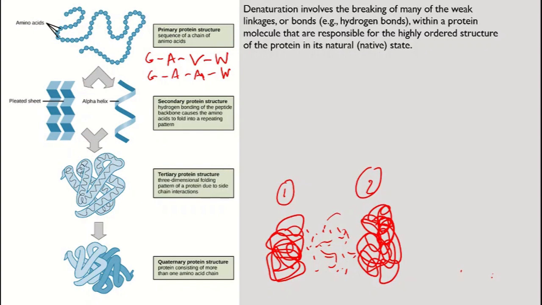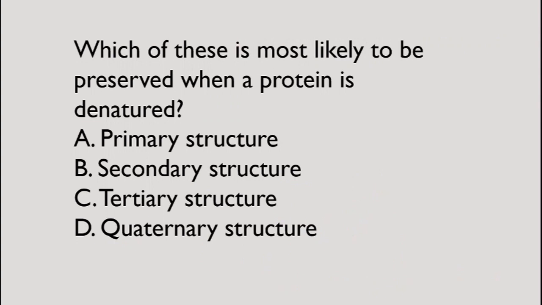Now that we understand the prerequisite science knowledge, let's go back to the question. Which of the following is most likely to be preserved when a protein is denatured? Secondary, tertiary, and quaternary structure are all referring to intermolecular forces, whereas primary structure is referring to covalent bonds. Therefore, A is the best answer.